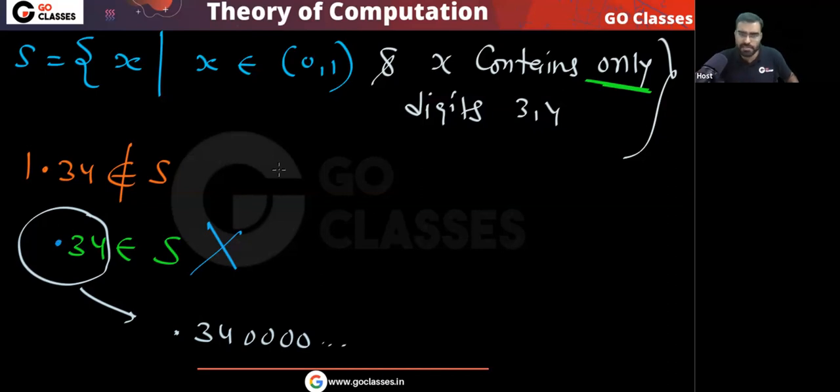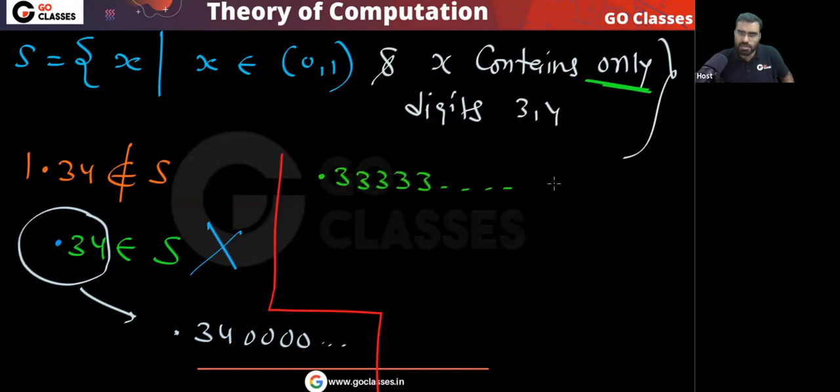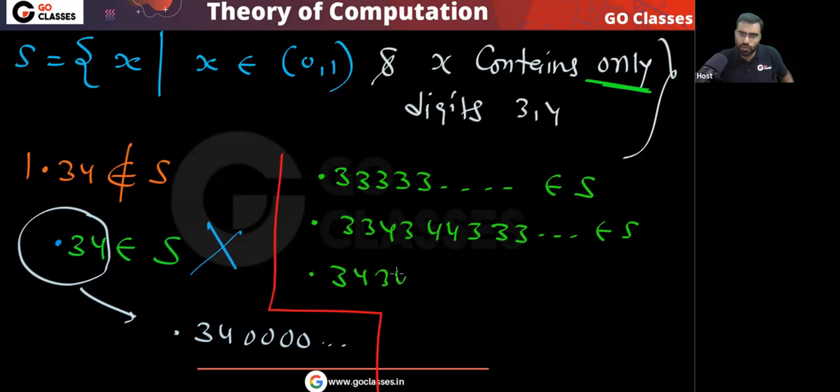So what do you have in S? Remember, in S you have this type of points. For example, 0.3333 and so on. Yes, this belongs to S, right? For example, 0.33434433, this also belongs to S, right? For example, 343434, this also belongs to S.